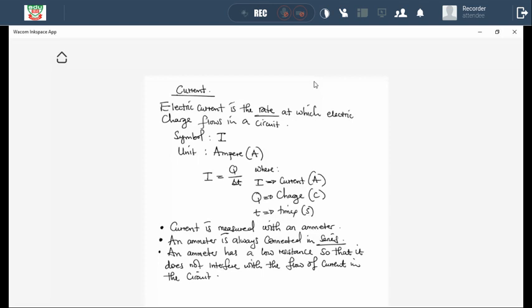An ammeter, on the other hand, is always connected in series because it needs to measure that which flows in the circuit, which is current. And an ammeter has very low resistance. So in other words, it does not interfere with the flow of current. So an ammeter is always connected in series.